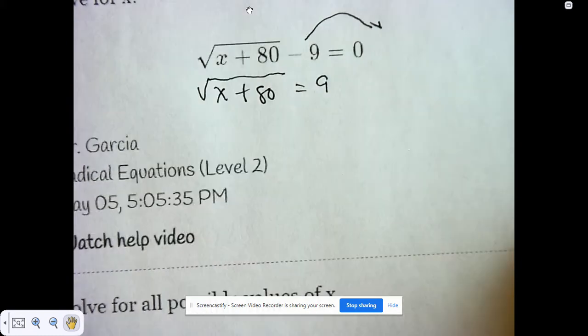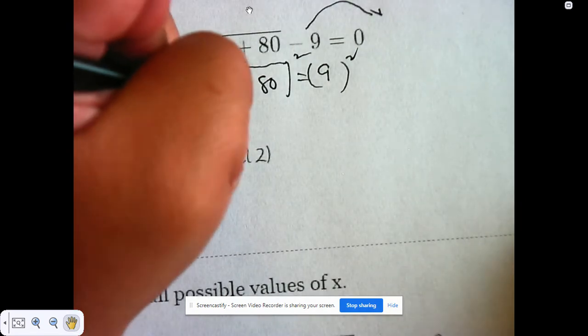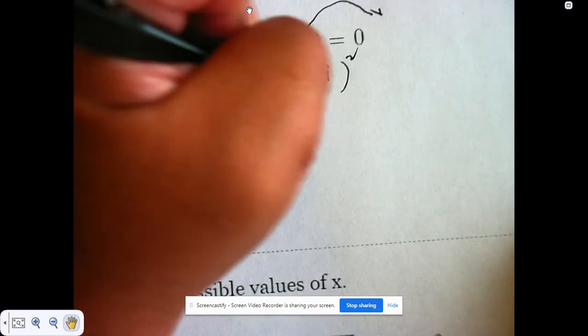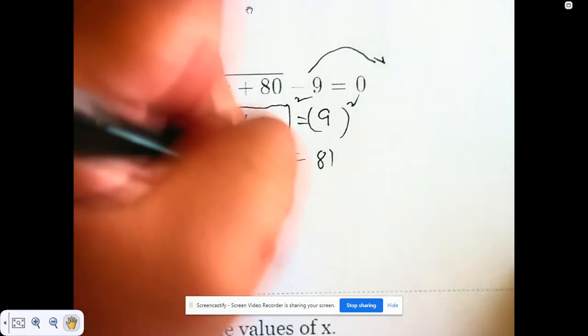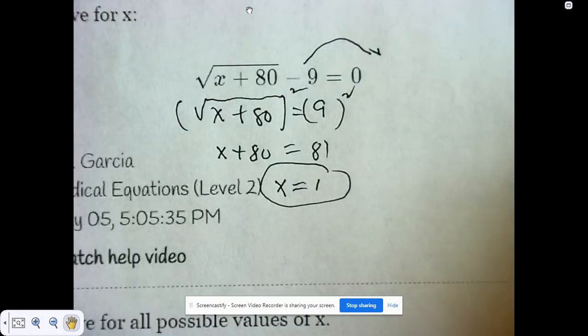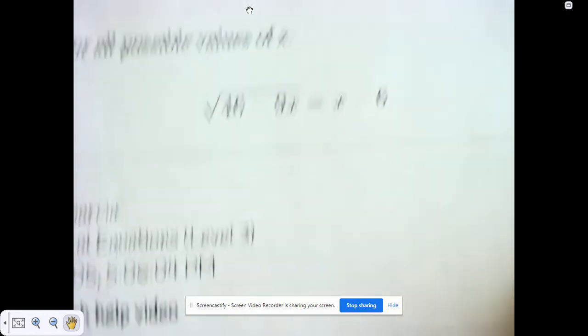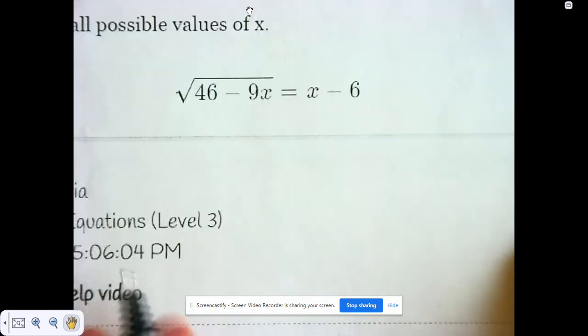So if I square both sides, that's going to give me x plus 80. 9 squared is 81. So if I solve that, that's going to be x equal to 1, final answer. The next one is this one: the square root of 46 minus 9x equals x minus 6.